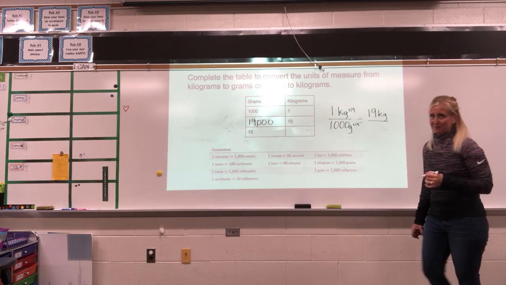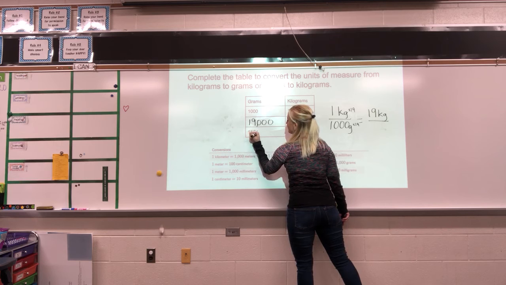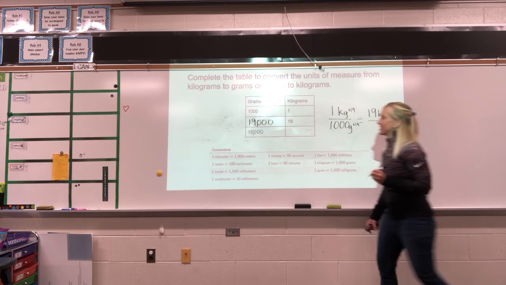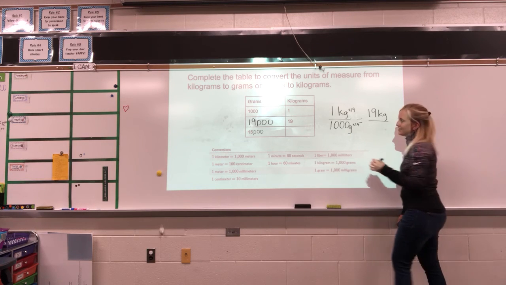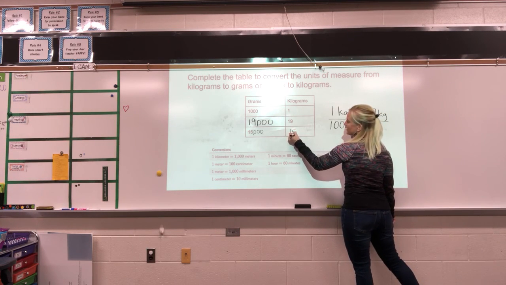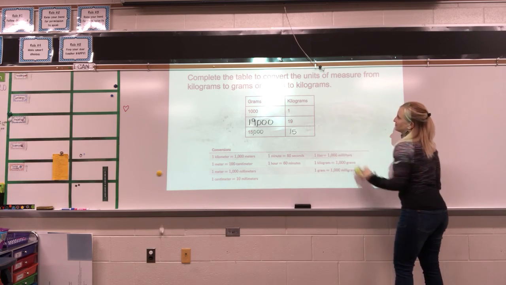Okay, and then when I go ahead and look here, I only have 15 grams, okay? I think that might have been a little bit of a typo. I think that we were supposed to have 15,000 there, so let's change that. So 15,000 grams, and if we switch it over to kilograms, it's going to be 15 kilograms. Okay, thanks for your patience on that one.